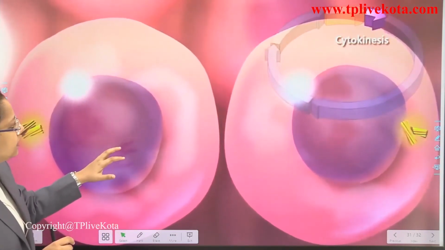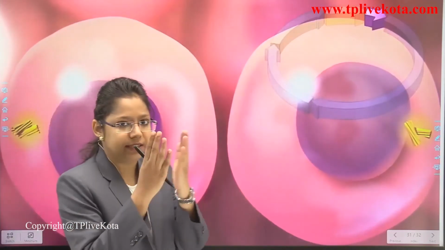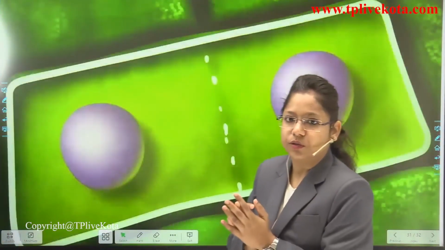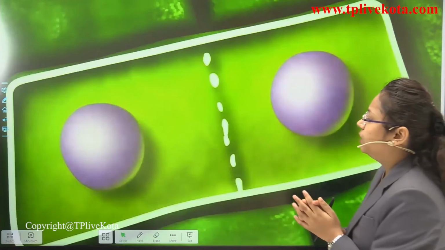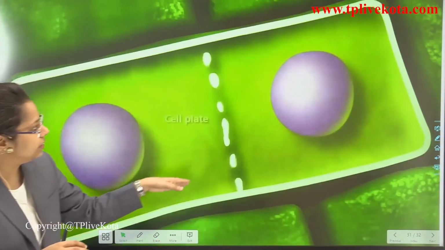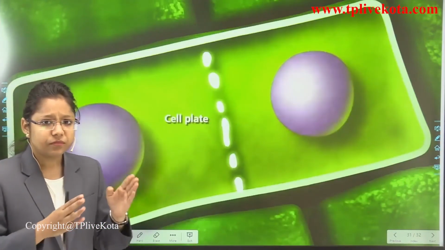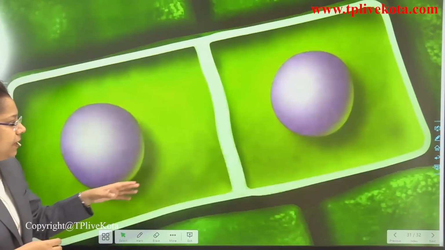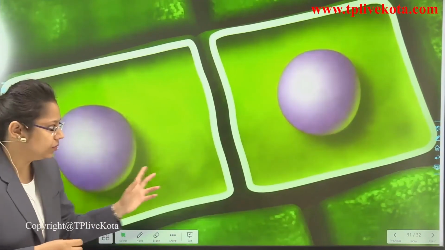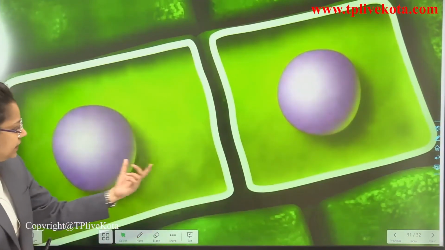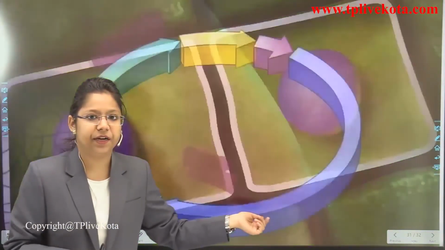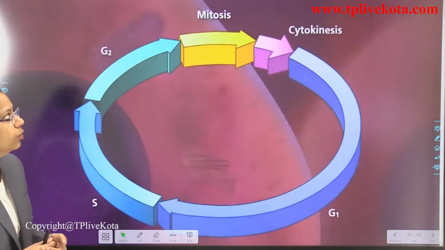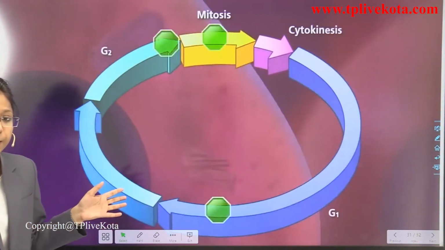Now cytokinesis takes place here, which means the cytoplasm of the two cells formed, the daughter cells, gets separated. You can see through a diagram that they are getting a diversion. The cell plate is being formed between the two cells. Now these cells are getting separated from each other, being separated completely.